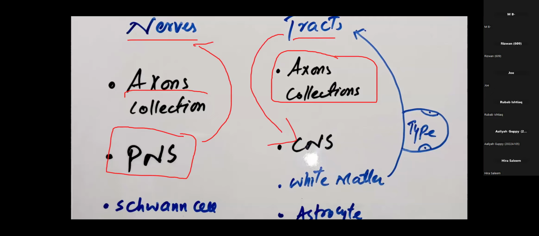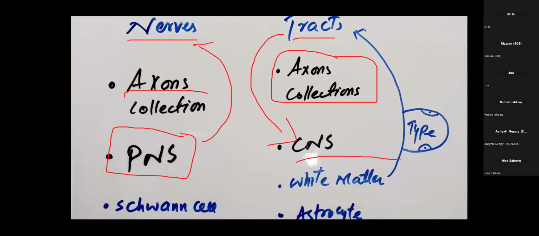So the collection of axons has two names. In the peripheral nervous system, it has one name. In the central nervous system, it has a different name. In the peripheral nervous system, we call a collection of axons nerves, and in the central nervous system, we call a collection of axons tracks. As we already learned, tracks are a type of white matter.